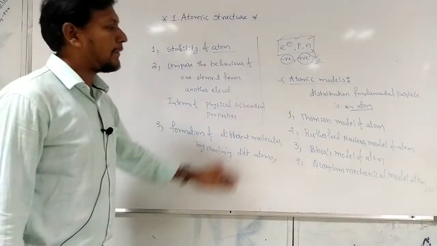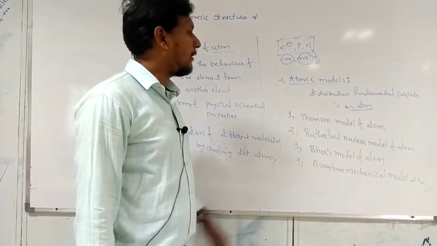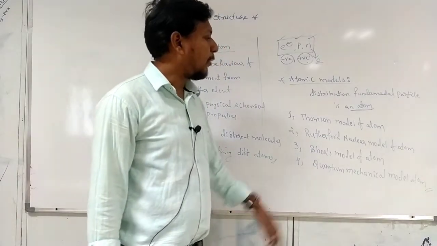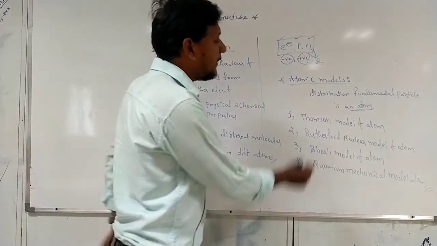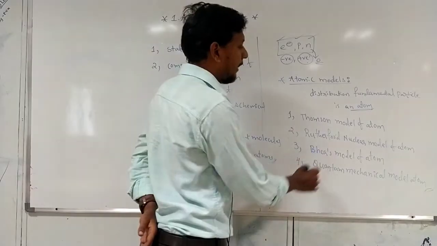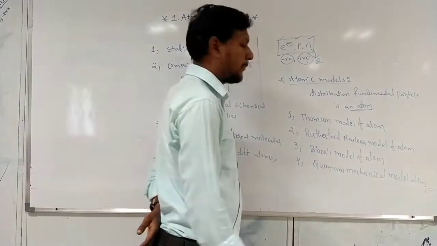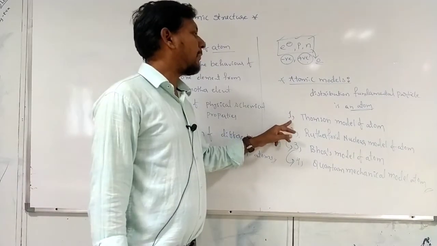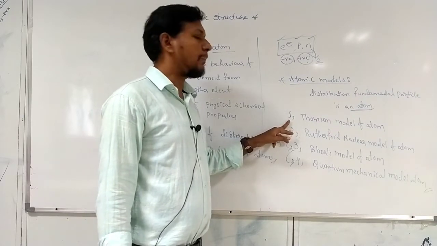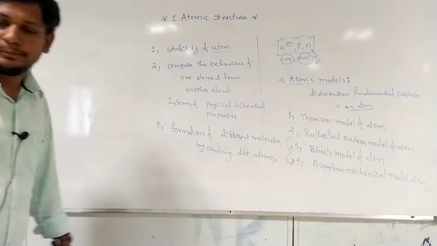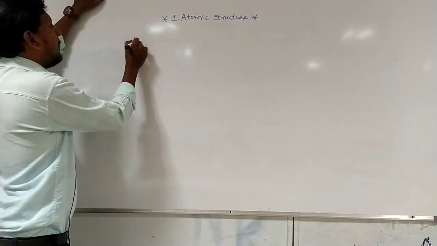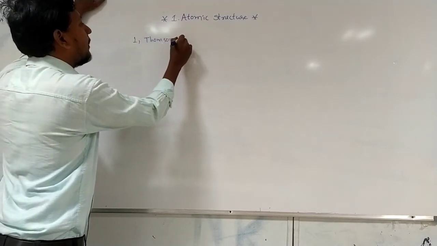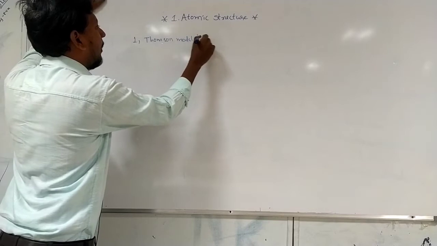These 4 atomic models are there: Thomson atomic model, followed by Rutherford nuclear model of an atom, Bohr's model of atom, and quantum mechanical model of atom. Nowadays we are following the quantum mechanical model of an atom. Now we are going to the first model of the atom, that is the Thomson model of atom. Note it down.